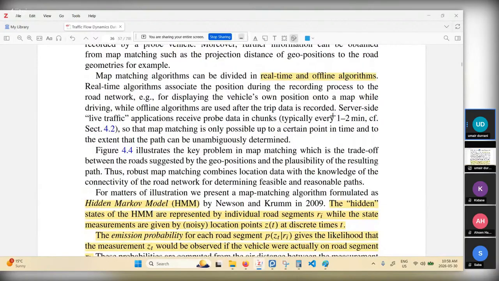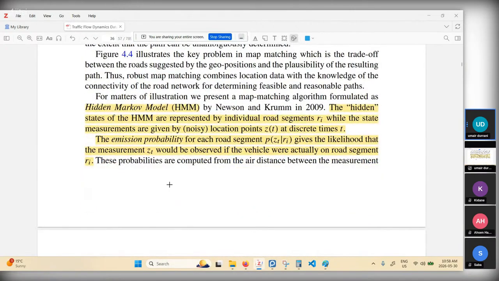There are two different kinds of algorithms used for different applications, real-time and offline algorithms. One algorithm that is mentioned here is the hidden Markov model, HMM, where the hidden states are the possible road segments. Where will this vehicle go next? So is it on the road segment R1 or R2? And will it go to R3 next or R4 next? Those are the two questions that we have.